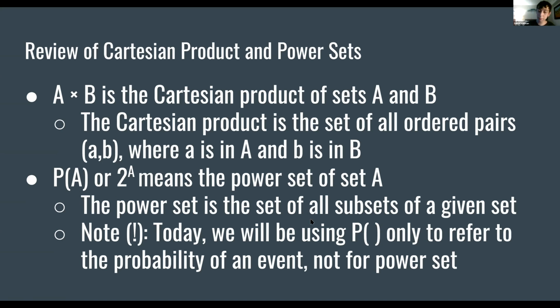So you'll remember that we used P of A to represent power set. Today we're going to be talking about probability, which can also be written using P of A. So whenever I use P of something today, that'll mean the probability of that event. I'm not going to write power set that way today to avoid confusion. So just today, remember, P means probability.